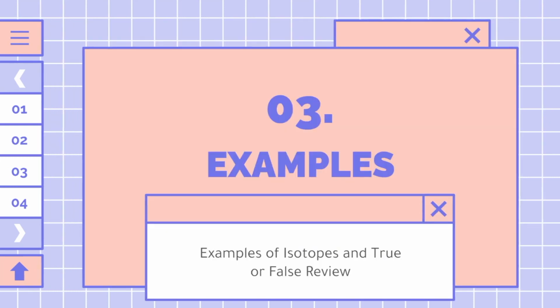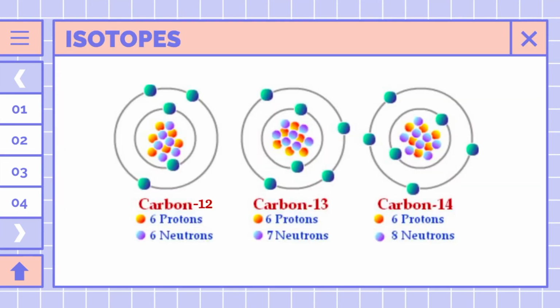Alright, now let's look at some other examples of real isotopes, like the isotopes of carbon. Take a look at these atoms. What do you notice? Well, all of these atoms have the same number of protons, 6, which makes all three atoms carbon atoms. So these are carbon isotopes, carbon 12, 13, and 14. As you can see, if you add up the neutrons and protons in the isotopes, you get the mass number.